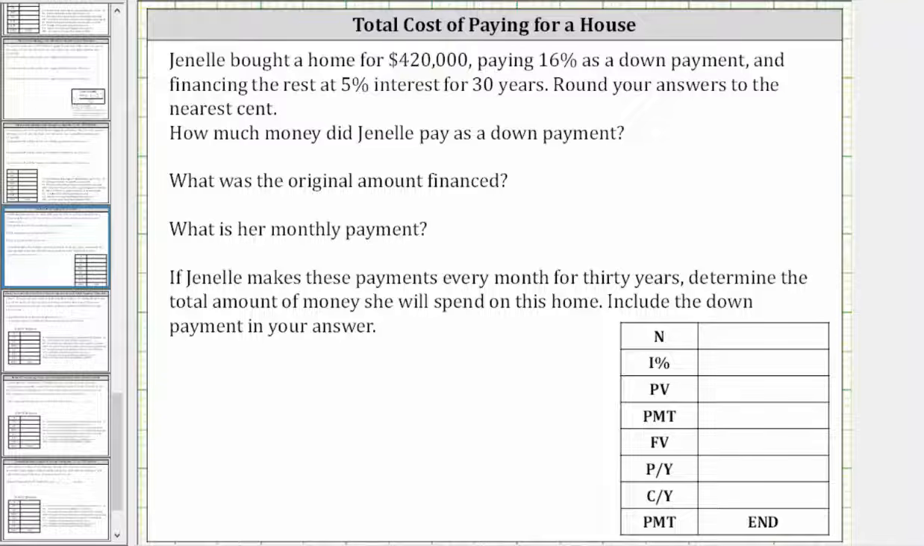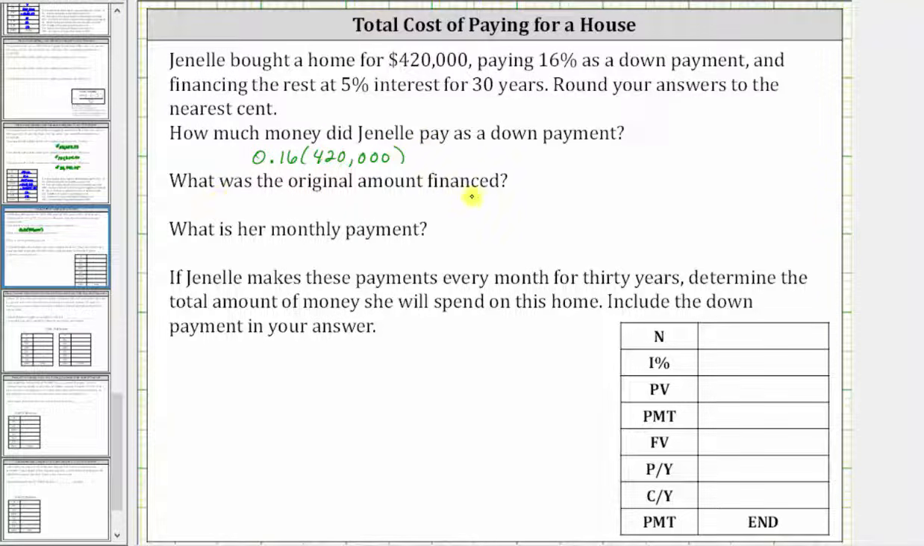To find the percent of a number, we convert the percent to a decimal and multiply. 16% as a decimal is 0.16, and therefore to find the down payment, we need to find the product of 0.16 and 420,000.